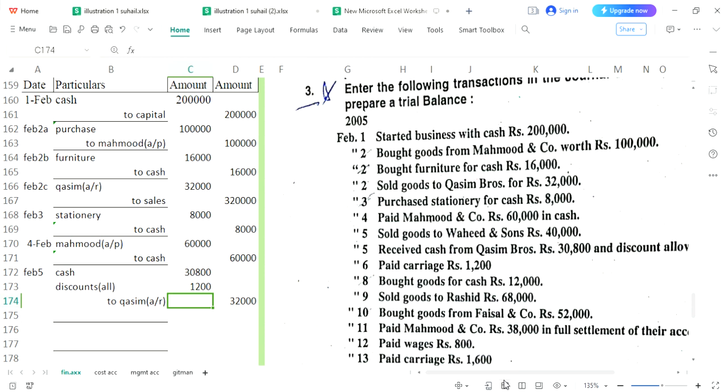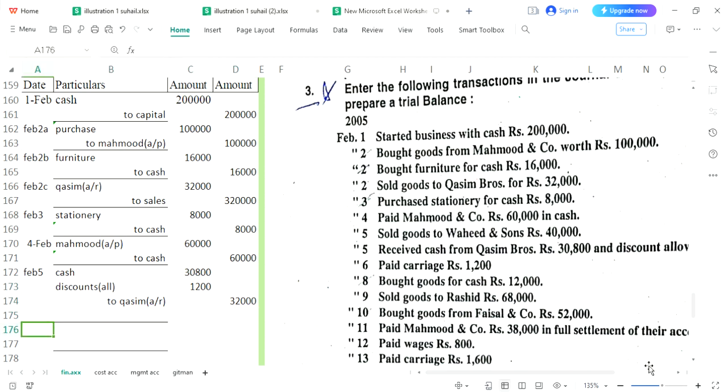Here our problem has been sorted out. Discount has been allowed 1200. We will apply a simple accounting principle: the total of the debit side should be equal to the total of the credit side. When you sum 30,800 and 1200, the sum would be 32,000, and the same sum is written on the credit side as well. It means we can be satisfied that the entry has been completed. Both sides are equal. What we have completed is February 5th.